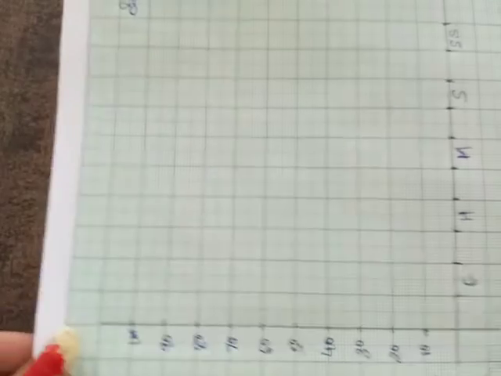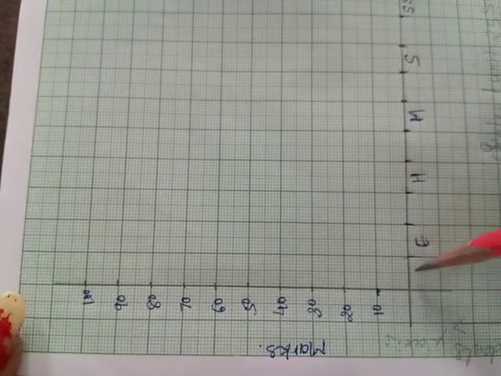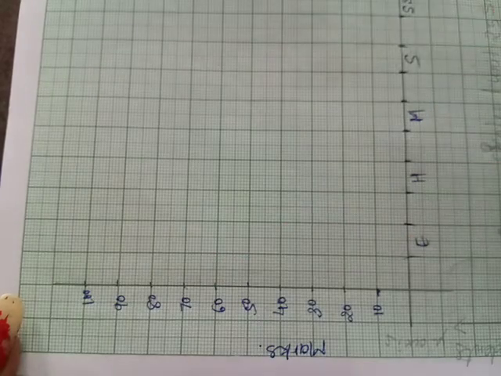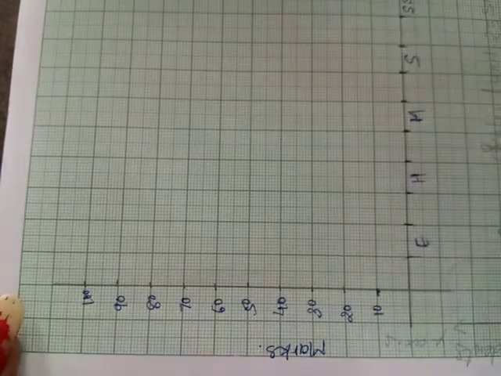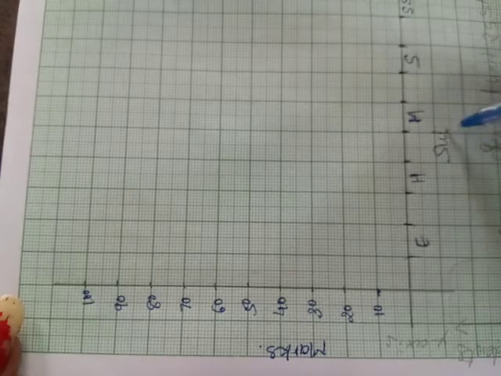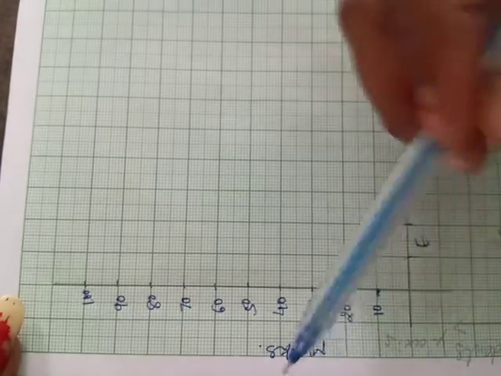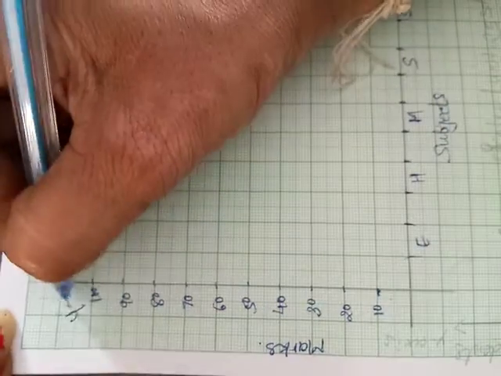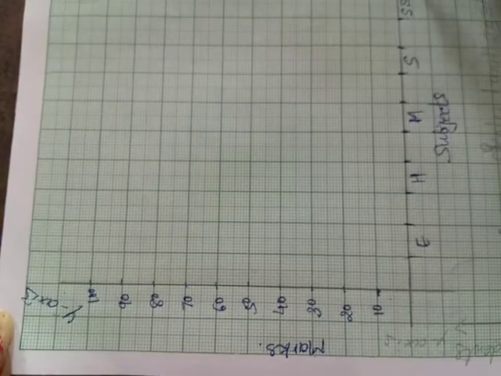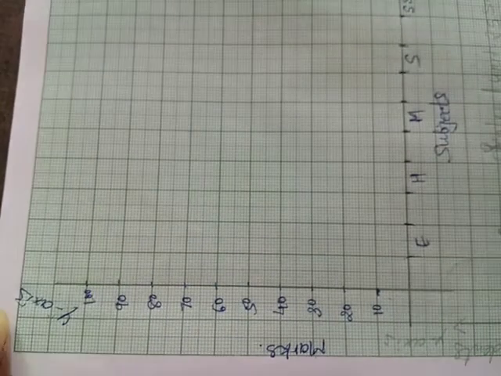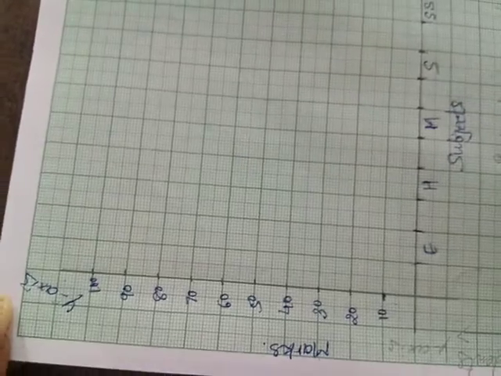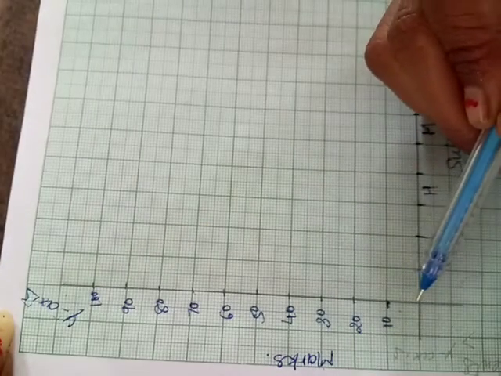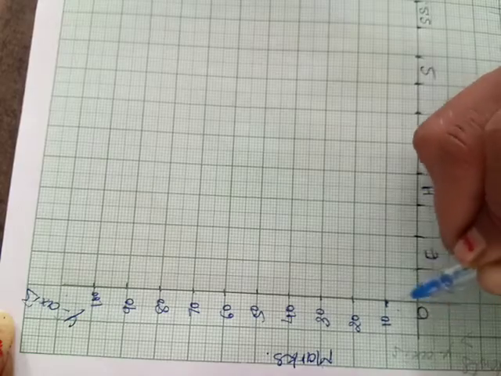So let's see. This is your x-axis, on which I have mentioned the subjects' names, and on the y-axis I have mentioned the marks. And what is the scale? The scale I have mentioned is 1 unit equal to 10 marks. See, this is your 1 unit, 0 to 10. So 1 unit is equal to 10 marks.